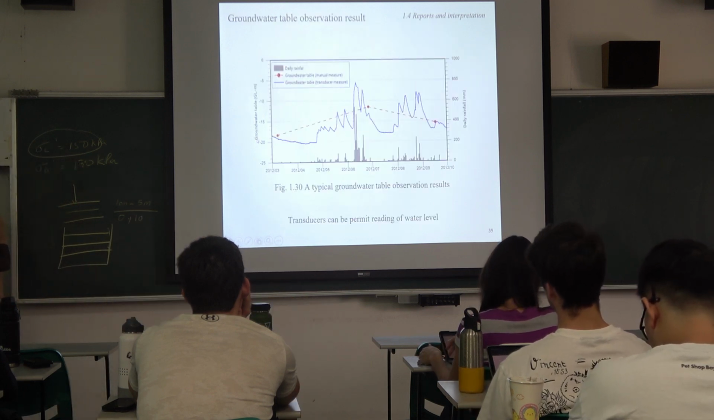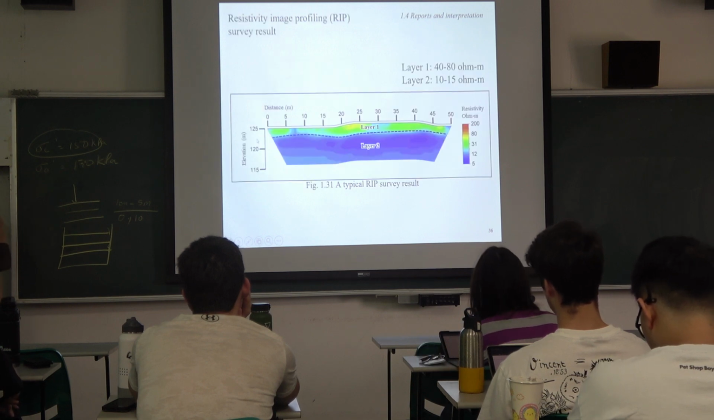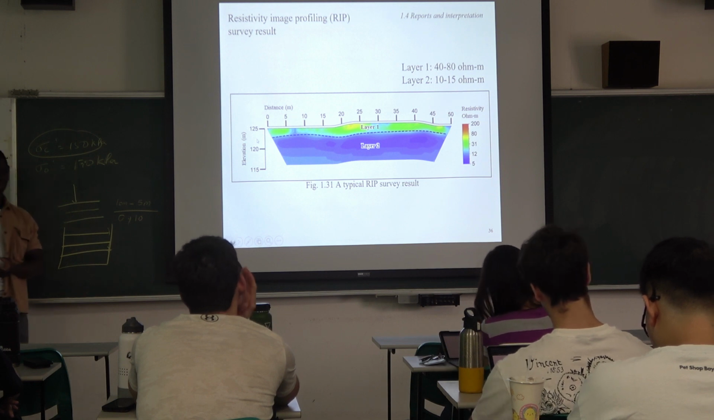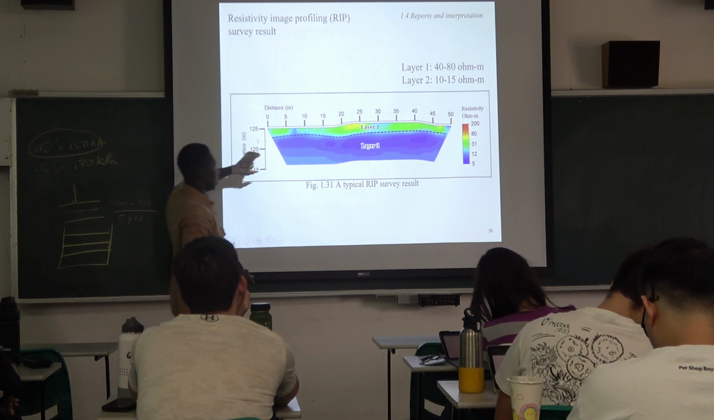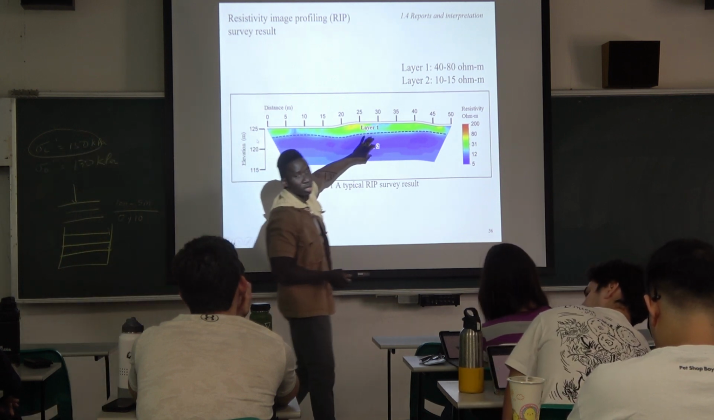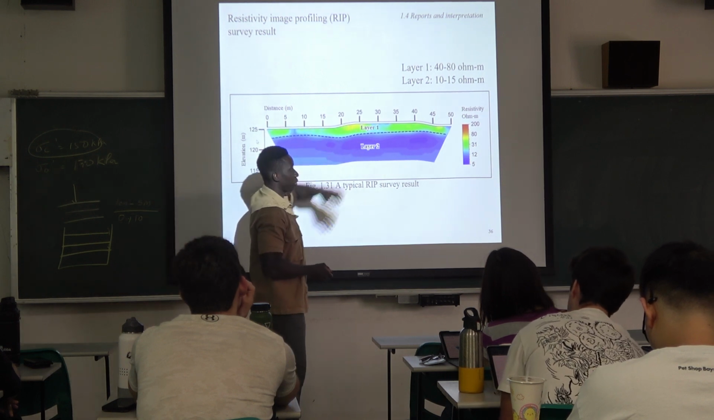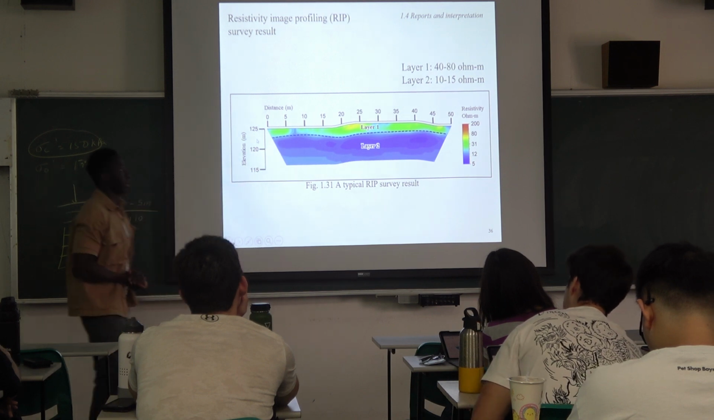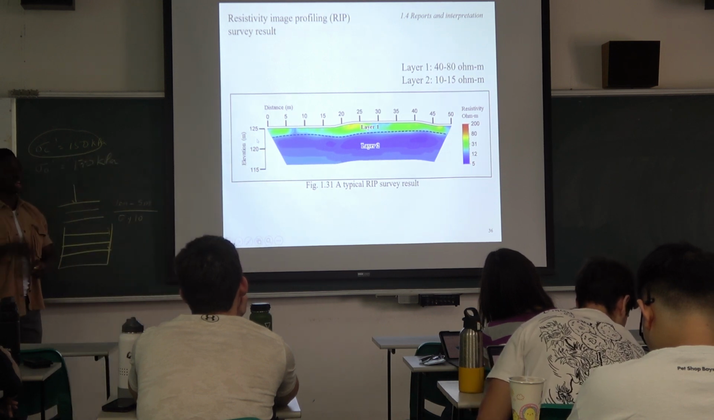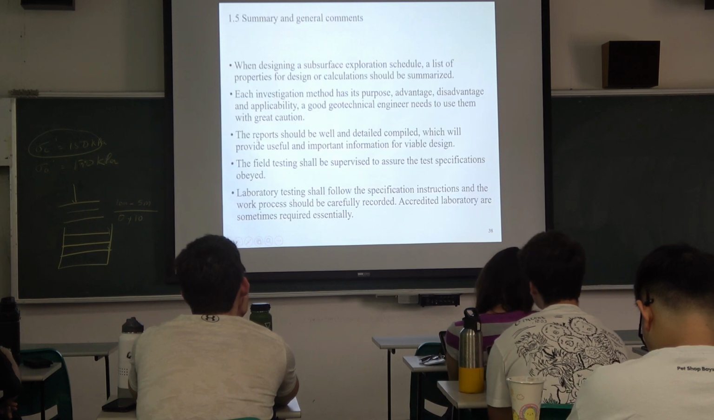Okay, so we did the CPT result. This is the groundwater observation. This is the resistivity imaging profile. They try to take an image profile of the ground based on the resistivity. So you can see this layer, the colors are pretty much the same, and this layer also, the colors are pretty much similar. This gives you an idea that these are different soil layers. So all this type of information can be included in your report.